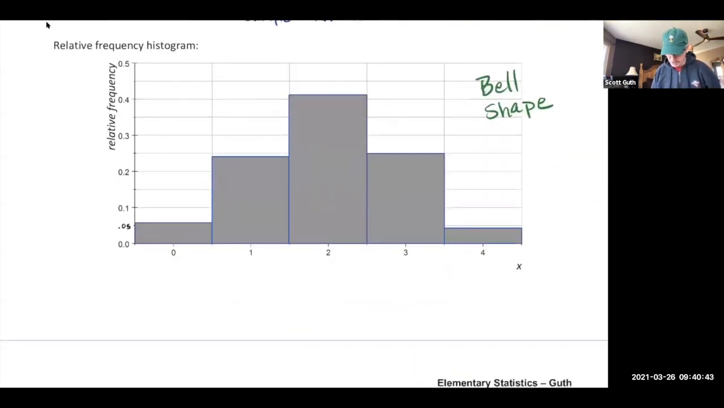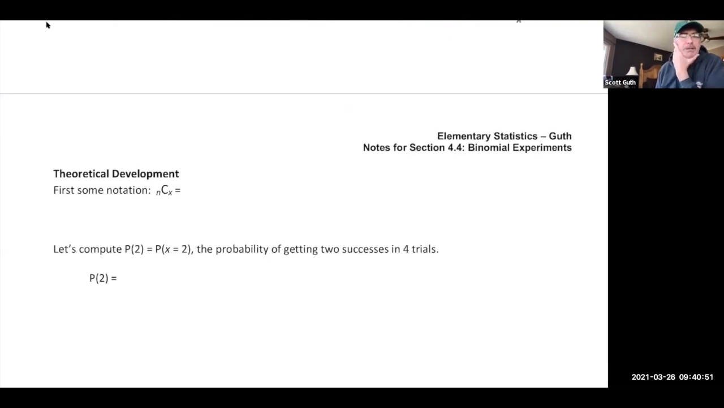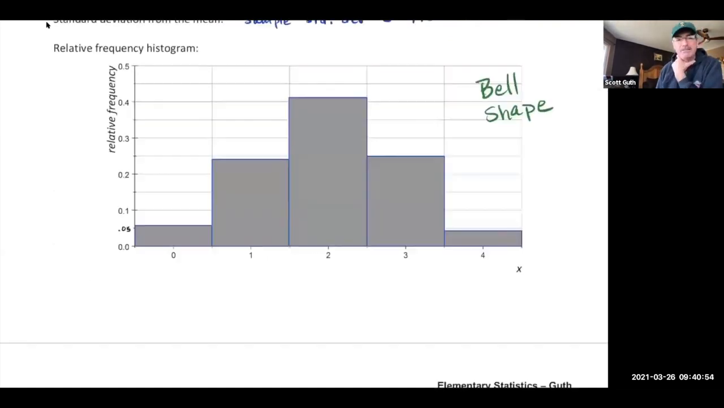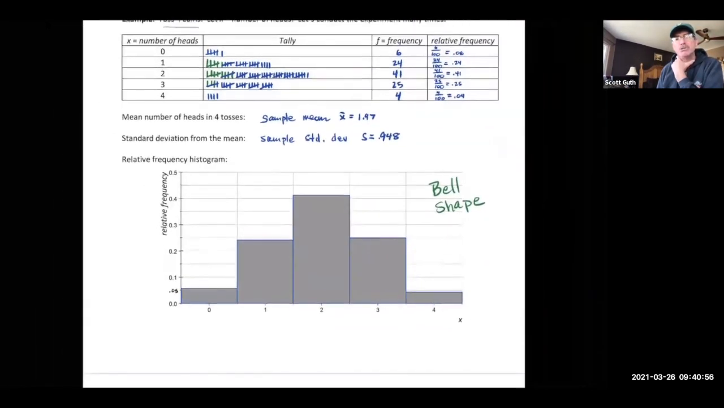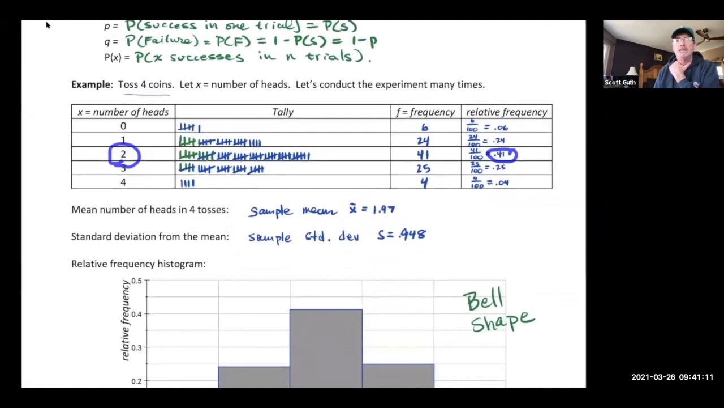All right, then let's go a little deeper here. We need to do some theoretical development. These are just relative frequencies. Relative frequencies are used to estimate probabilities. So if somebody was to ask me, if you toss 4 coins, what's the probability of 2 heads? I'd say it's probably around 41%. That's just based on data that were observed by doing that many times.